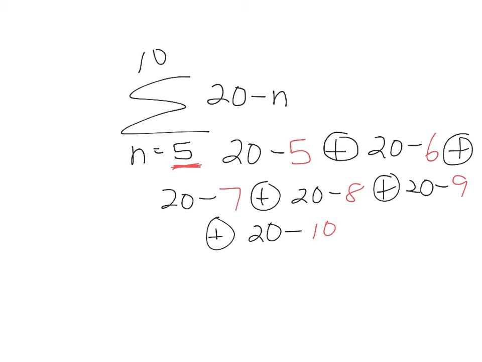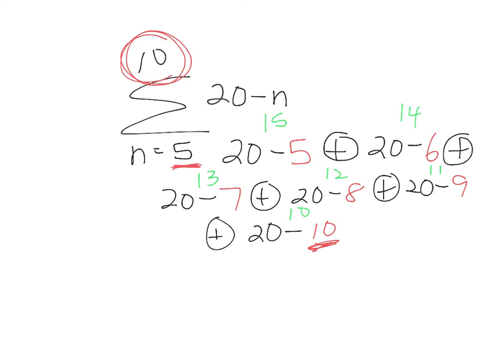Now, when do we stop? Well, we stop when we reach the number on the top of our sigma. It said it stops at 10, so that's where we're going to stop. Now, if you notice, I have to do all this math and add all this up. So I'm just going to write right above it what each one of these things is. So this is going to be a 15. This is going to be 14. This one's going to be, amazingly enough, 13, 12, 11, and 10.